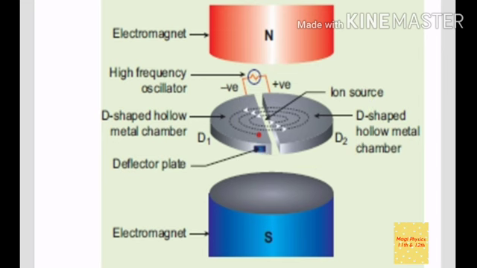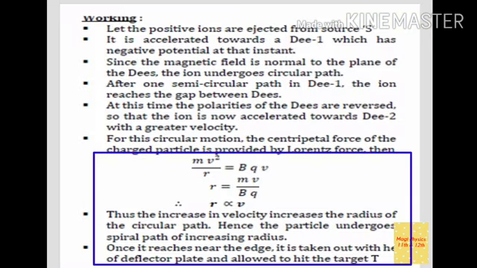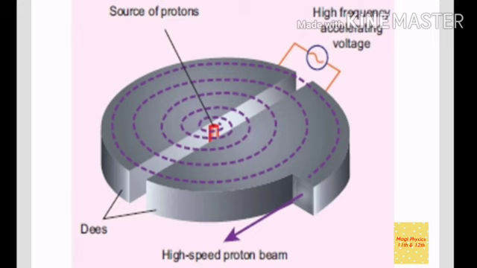Then we can write the equation as mv squared by r is equal to Bqv. Here mv squared by r denotes the centripetal force of the charged particle and Bqv denotes the Lorentz magnetic force. After cancelling, we get r is equal to m into v divided by Bq. From this equation, we can relate r and v as r is directly proportional to v. Thus, we can say that when the radius of the circular path increases, simultaneously the velocity of the particle also increases. Hence, the particle undergoes a spiral path of increasing radius.